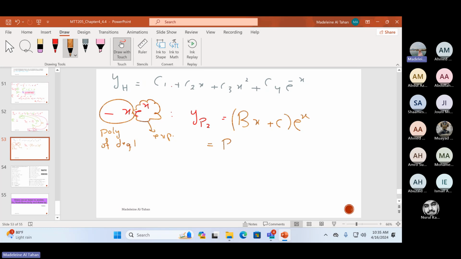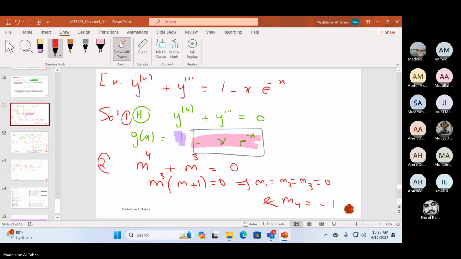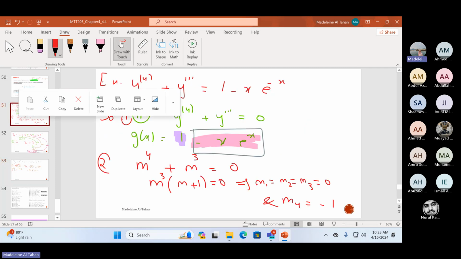Now why am I simplifying it? To check if there is dependency or independency. But it was negative x. Negative x it was, right? So I have here negative x, I have here negative x. It was negative, look at this. I copied it here.